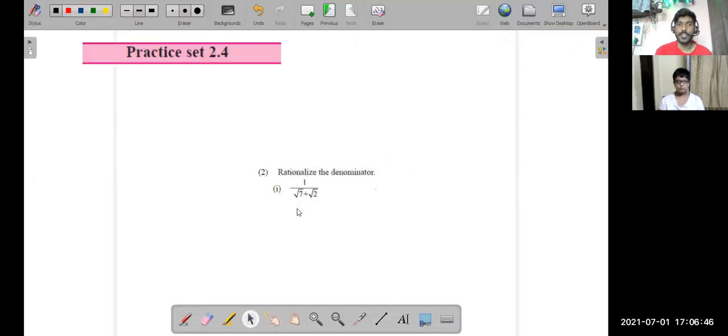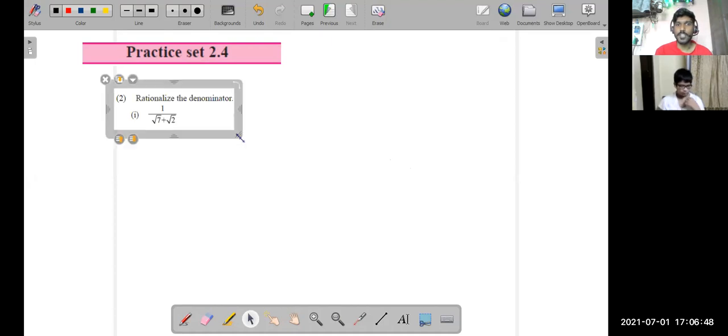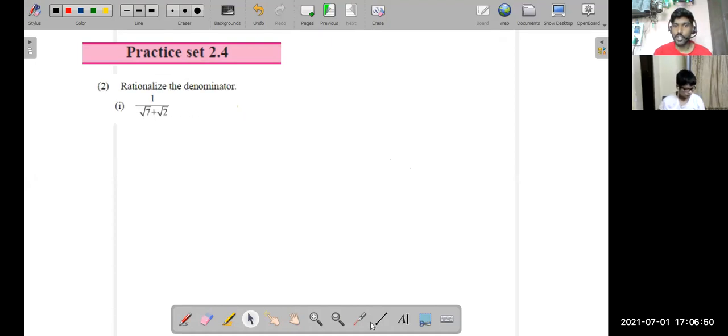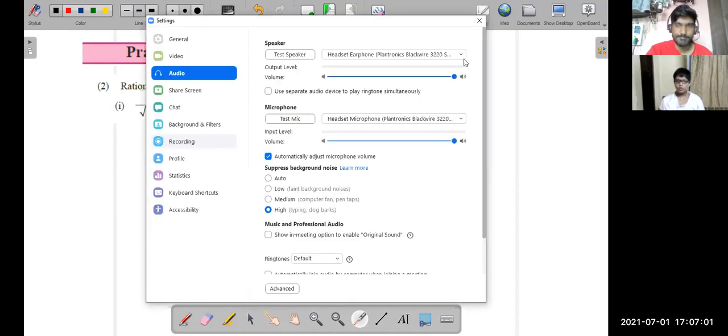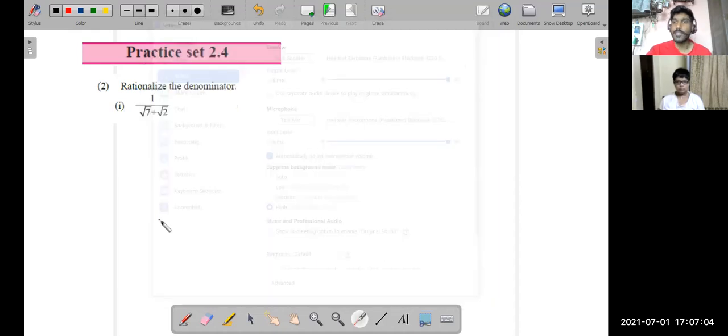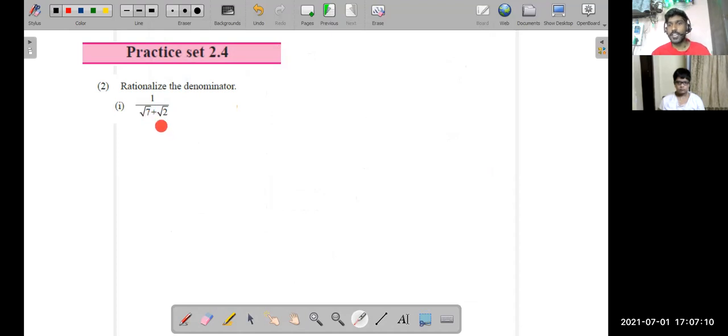Rationalize the denominator. Now, in the previous sums that we had done of rationalizing the denominator, in the denominator, there was just one term. In the previous sums, whichever we did of rationalization, the denominator had only one term. But in this case, the denominator has two terms. Look, two terms. One is root 7 plus another one is root 2.